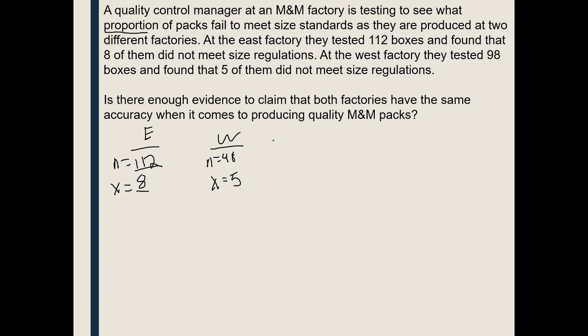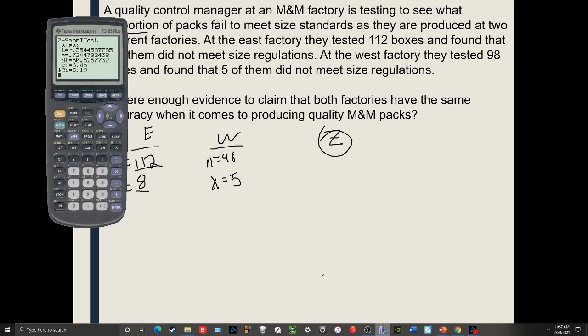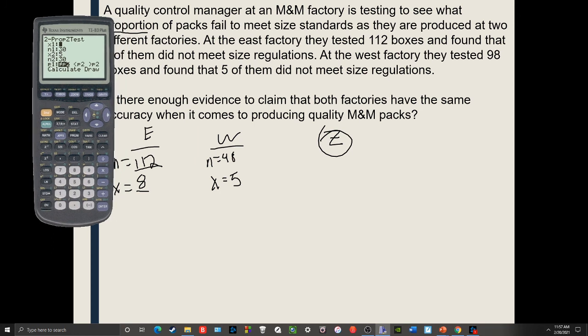So since we're testing a proportion, we're going to be using a 2-Samp Z test, right? Or 2-Prop Z test, as the case may be. So we're going to go to our calculator, and this time we're going to go to 2-Prop Z. Sorry, 2-Prop Z test. I saw the T in test and thought it was a T test. And we're going to enter in our information there. So we have 8 out of 112 for the first factory and 5 out of 98 for the second factory.